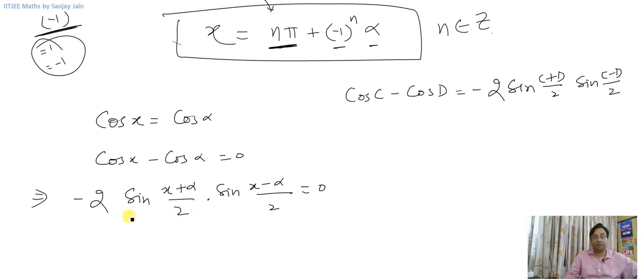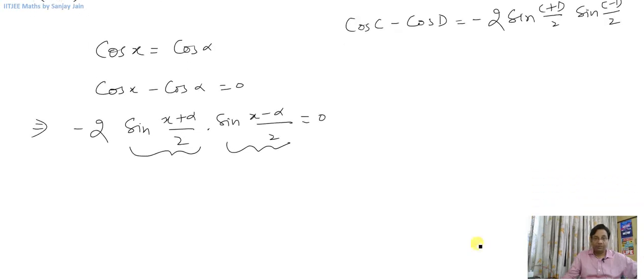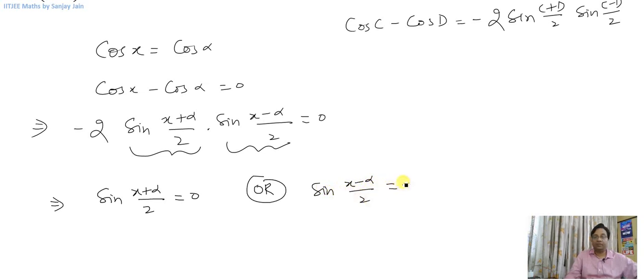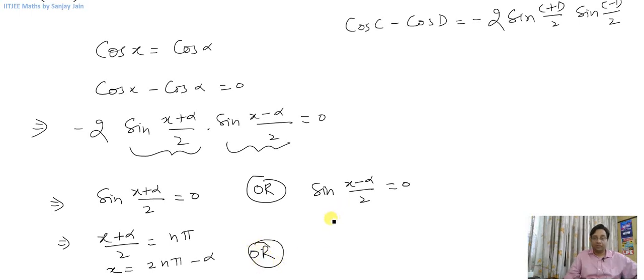Now it is in product form, so either this will be equal to 0 or this will be equal to 0. So either sine of (x plus alpha) upon 2 will be equal to 0, or sine of (x minus alpha) upon 2 will be equal to 0. If this is equal to 0, then (x plus alpha) by 2 will be equal to n pi, right? So that means x will be equal to 2n pi minus alpha. Or if this is equal to 0, (x minus alpha) by 2 will be equal to n pi, so x will be equal to 2n pi plus alpha, right?